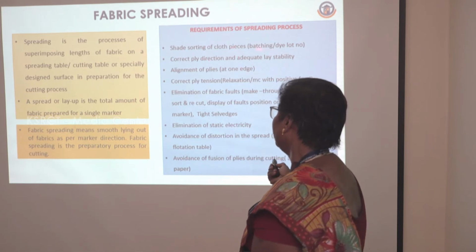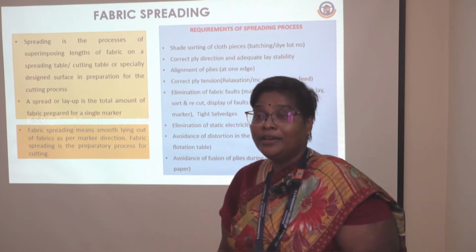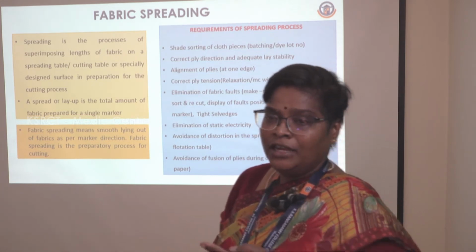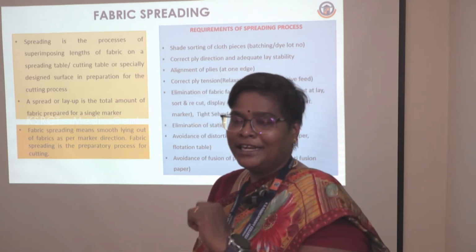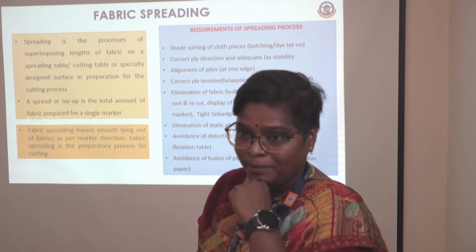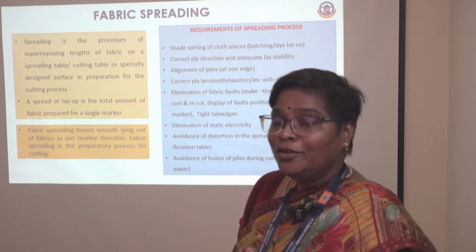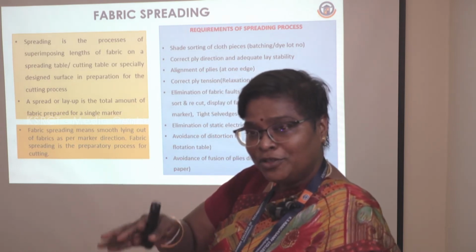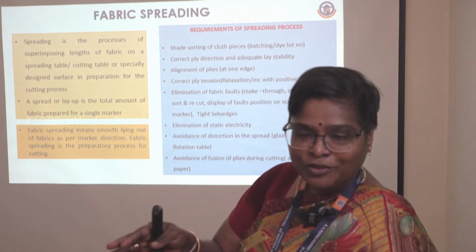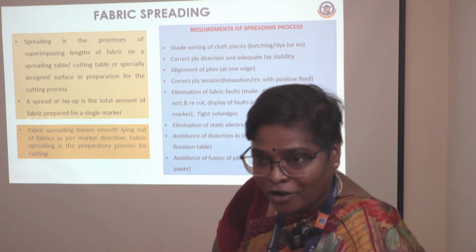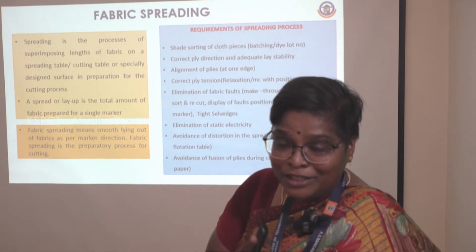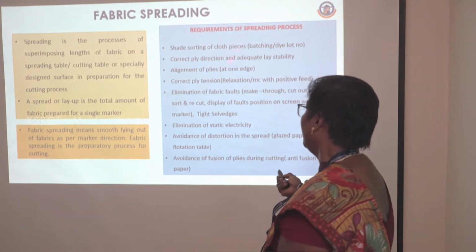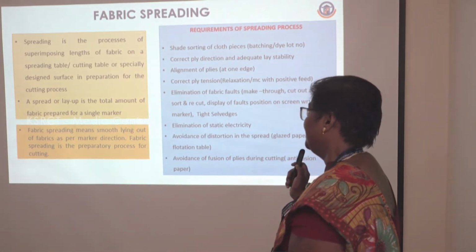What is adequate stability? All fabrics will not give you similar stability when you lay one over the other. A good example is a satin fabric, which has a slippery behavior, right? Can you lay it one over the other in multiple pieces, like 100 pieces, 200 pieces? Not possible, right? So it depends on the raw material of the fabric and on the design. You have to consider the correct ply direction or adequate lay stability.